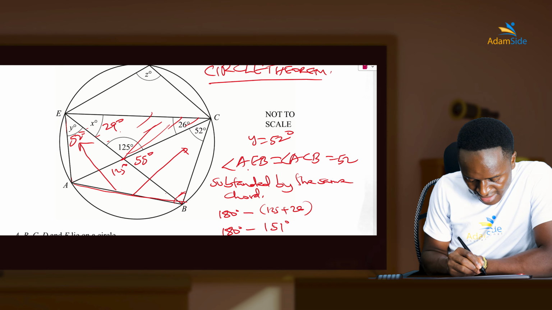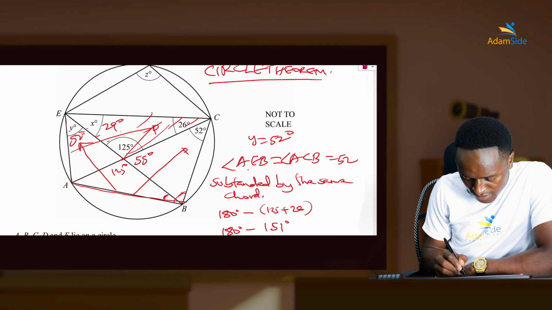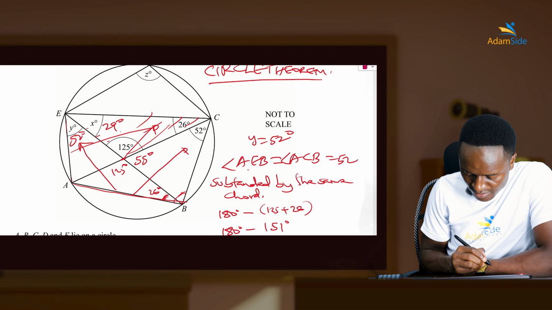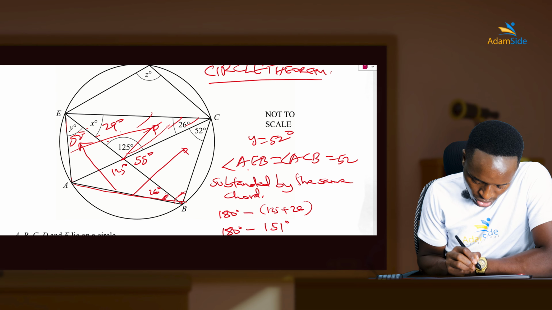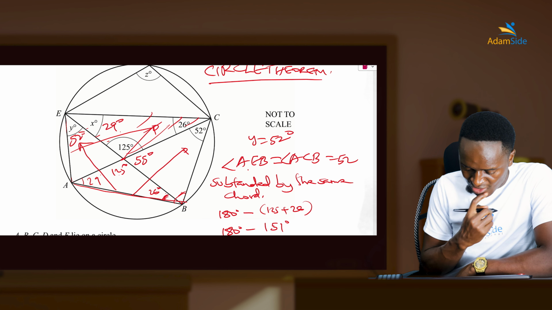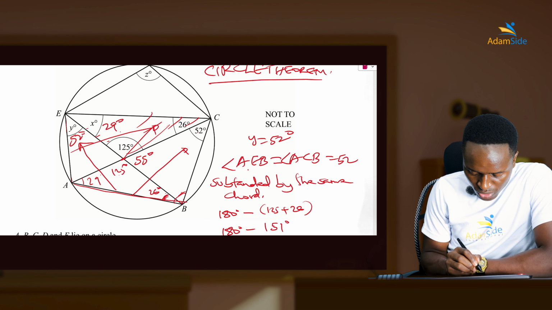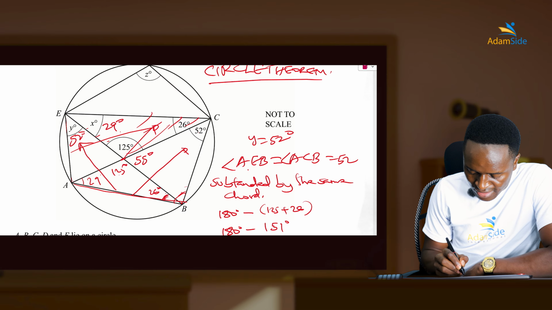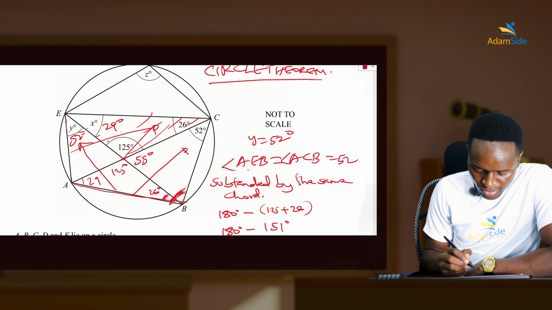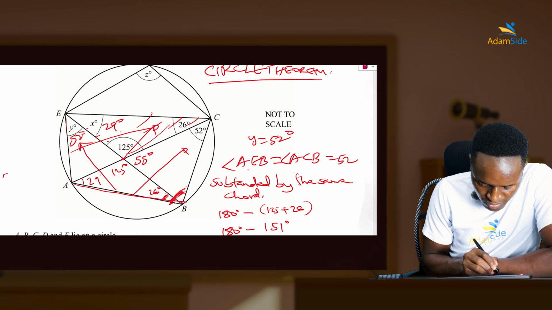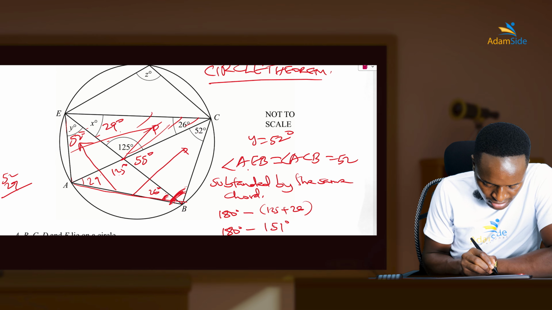Chord AE subtends this angle, and also this angle here. So we have this one as 26, we have 125. What do we have here? Here you have 29. So we have 52, 29. What will be this angle? We need the whole of this angle. So we say 52 plus 29, you get 81.